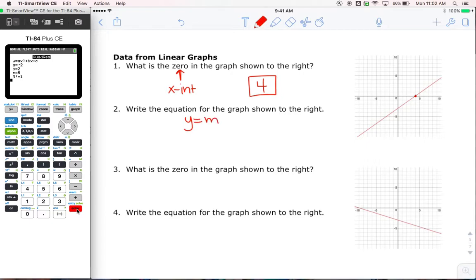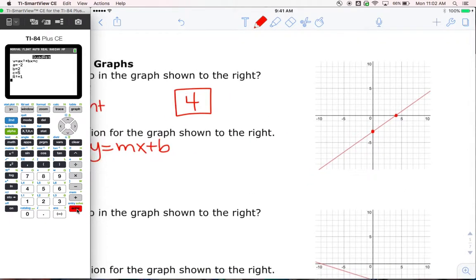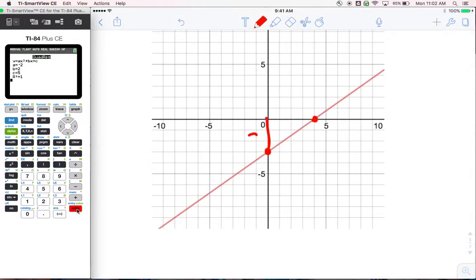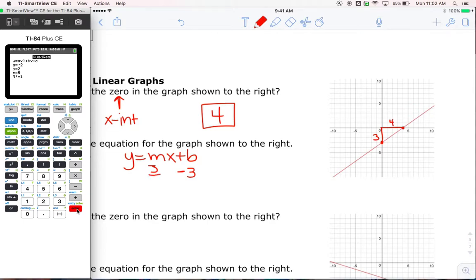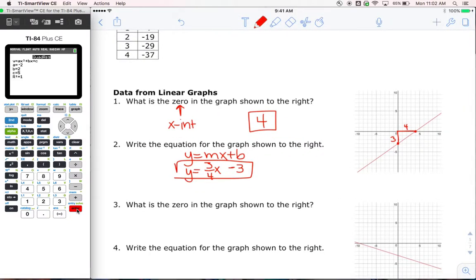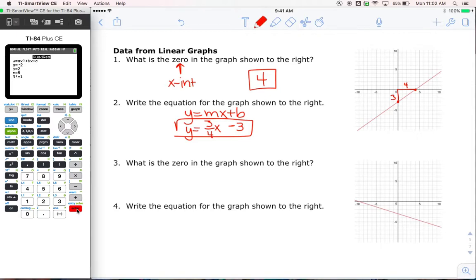The next one says write the equation. So let's just remember y equals mx plus b is our equation. It looks like our intercept is -3, and my slope, I'm going up 3 over 4. So my slope is 3 over 4 x. All right, rise over run for slope, and the y-intercept is pretty self-explanatory. All right, answer questions 3 and 4 in Edpuzzle.